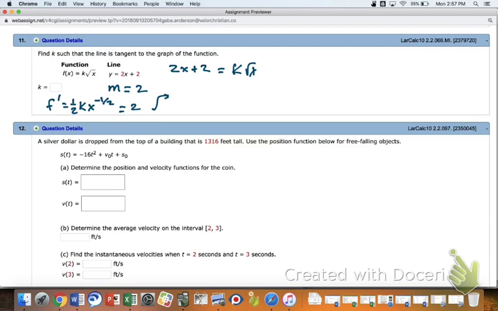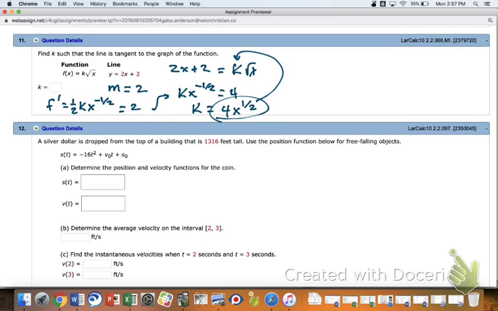So why don't I go with this? I'll say kx to the negative 1/2 is equal to 4. I can't get away from solving for k here, so I guess I'll just have to. So k is equal to 4x to the 1/2. And then I can take this, plug it in here, and get a pretty straightforward equation to solve. That'll give me x, and I can plug back in to find k.